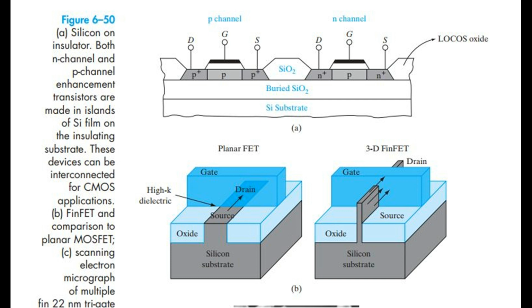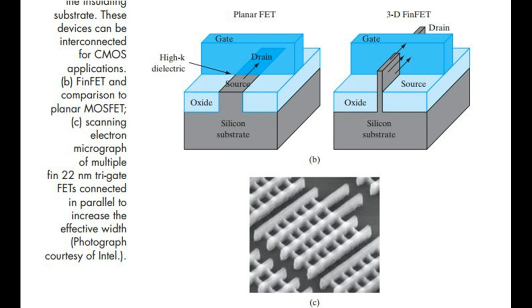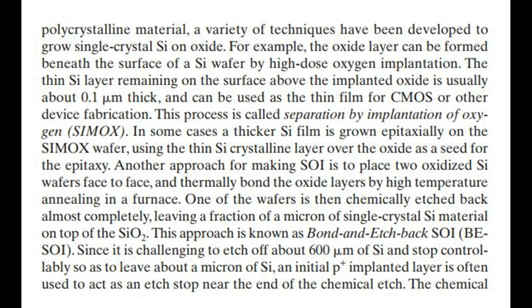For example, the oxide layer can be formed beneath the surface of a silicon wafer by high-dose oxygen implantation. The thin silicon layer remaining on the surface above the implanted oxide is usually about 0.1 micrometer thick, and can be used as the thin film for CMOS or other device fabrication. This process is called separation by implantation of oxygen, SIMOX. In some cases a thicker silicon film is grown epitaxially on the SIMOX wafer, using the thin silicon crystalline layer over the oxide as a seed for the epitaxy.